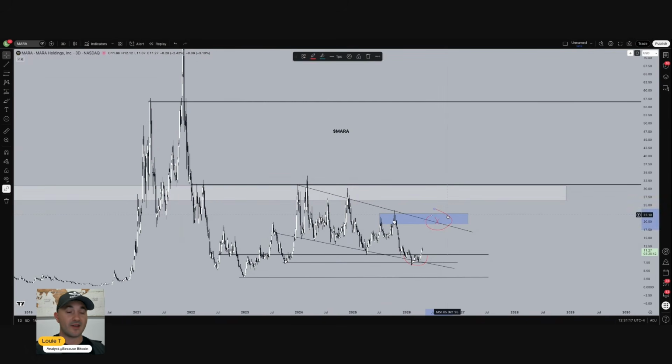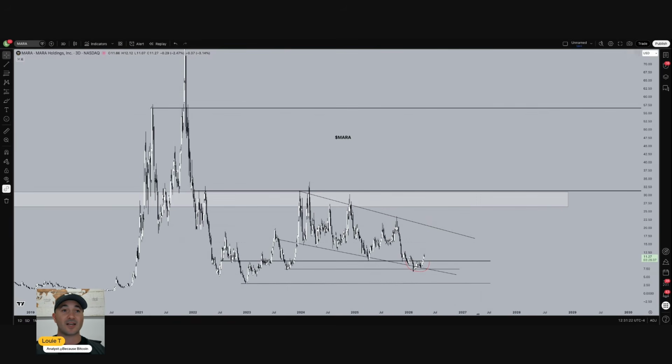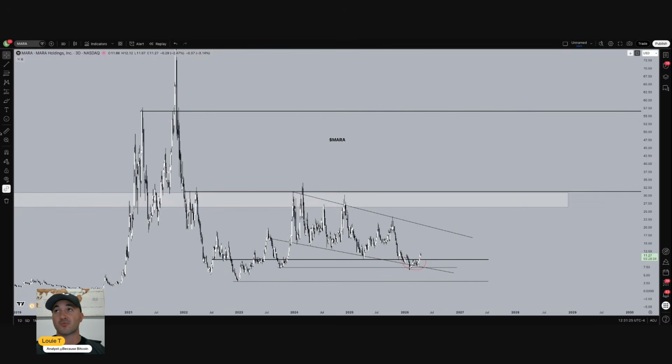So you're seeing the similarities here already. Are you seeing how this looks almost exactly like the chart we just looked at, except Riot did this already and is here. But Mara right now is coming off the lows of its wedge, right? Again, another multi-year falling wedge, ping-ponging, slightly lower lows, slightly higher highs into a demand level after forming a bottom, right?